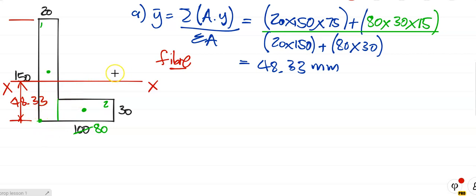And then from the geometry of the section, we are able to work out the distance from the x-axis to the topmost fibers. What will that be? That will be 150 minus the distance we just found. So it's 150 minus 48.33, which is equal to 101.67. Let me throw the arrow in here. It is 101.